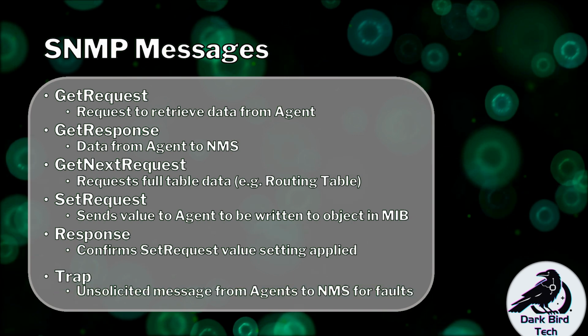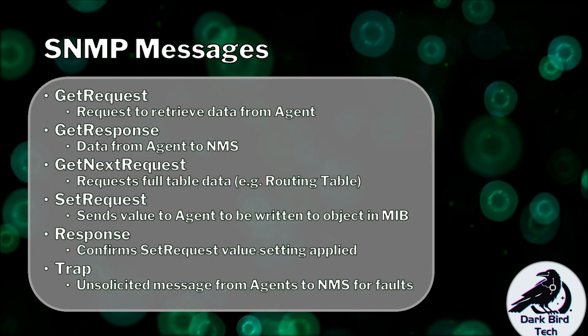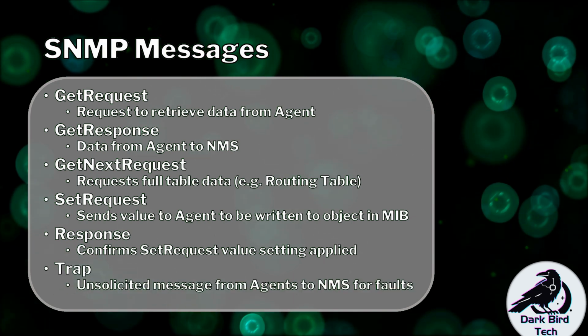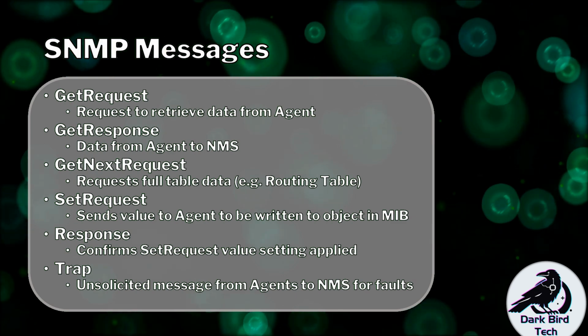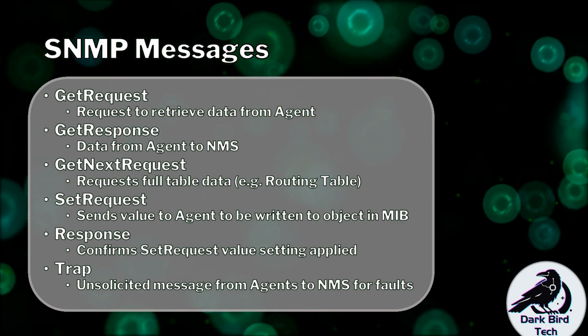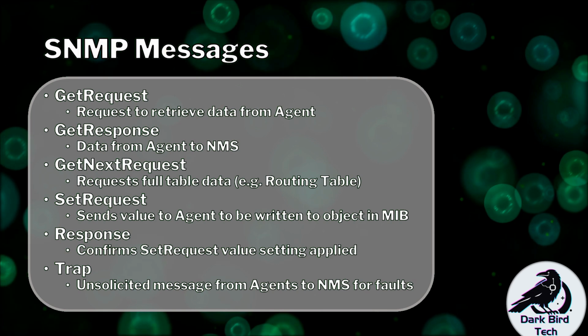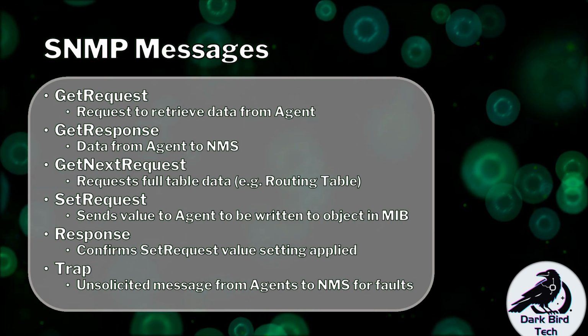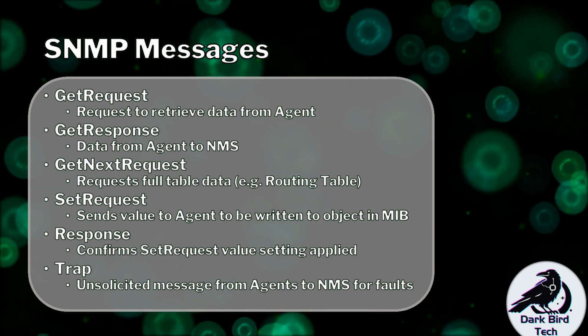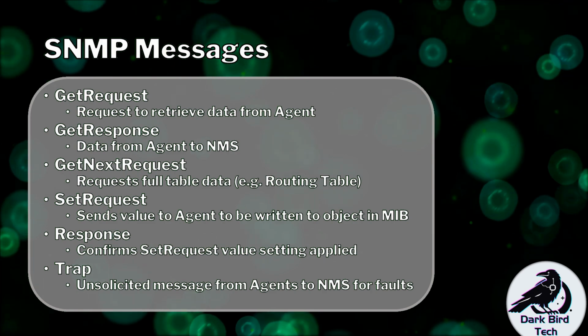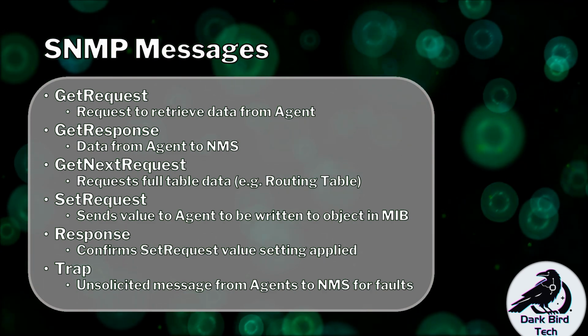And then we have the trap message, which is, in SNMP terms, an unsolicited message. In other words, the agent sent this to the NMS without the NMS making a query. And this is usually used to alert the NMS to a fault or an alert or some similar problem, without an original GET request or GET next request.